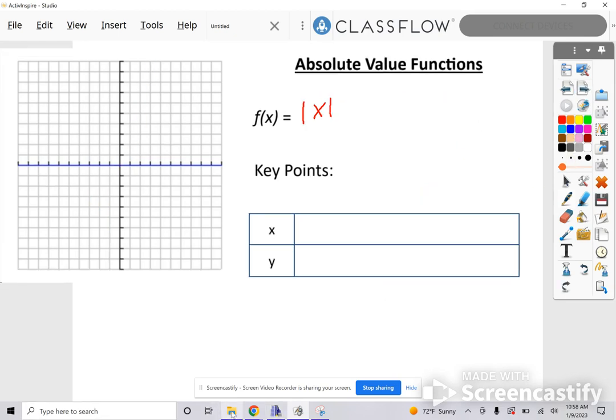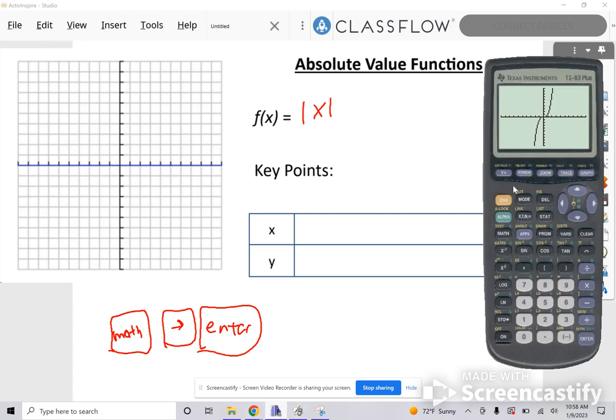Absolute value of x. Now this one's tricky to get to. So write this down. You're going to hit the math button. You're going to hit the right arrow. And then you're going to hit enter. That's going to get you absolute value. Now again, on your screen, it's going to look really nice and neat. On mine, it doesn't. So I hit math.